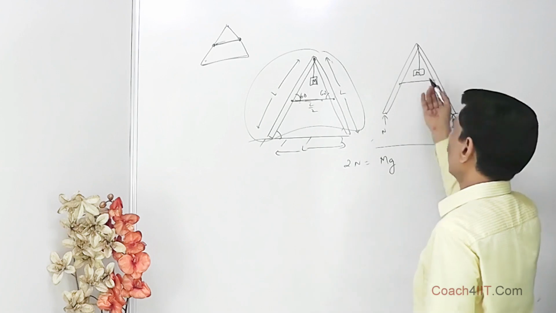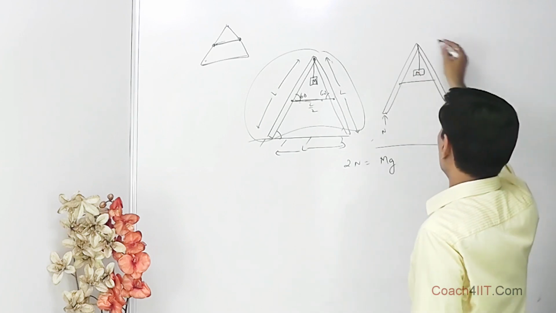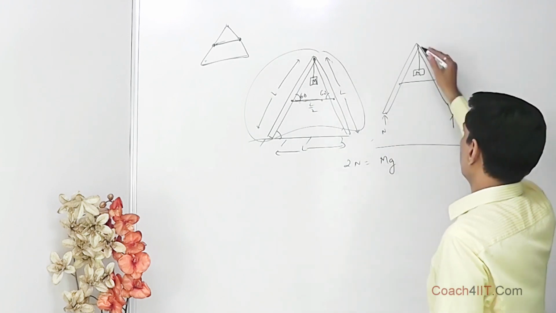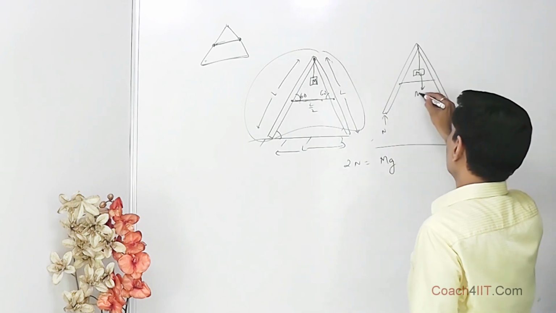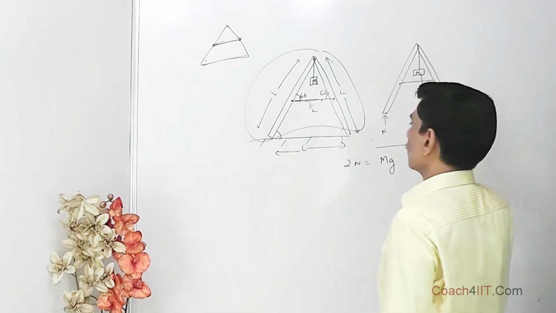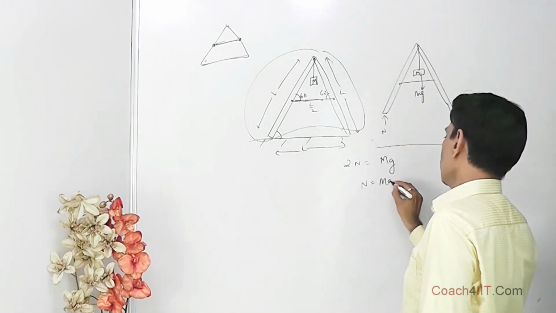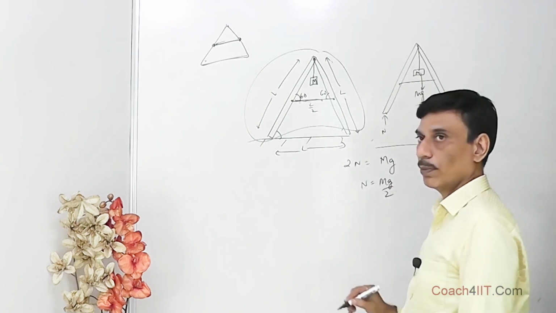Obviously all the rest are internal forces. Even the tension is an internal force, since we are taking the whole body as one body. So the normal reaction is supporting the whole structure, that is, mg. These two rods are massless. So 2N is equal to mg, so N comes out to be mg by 2. We have found the normal reaction.